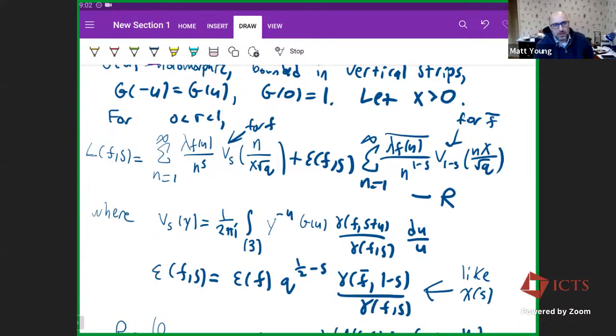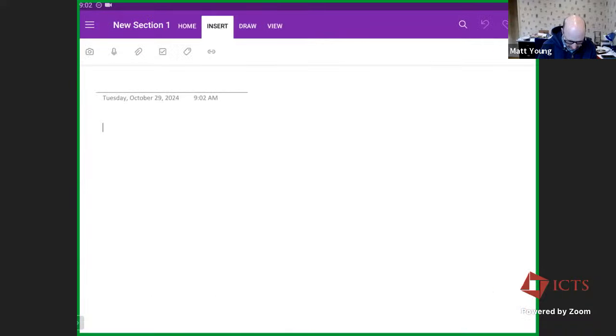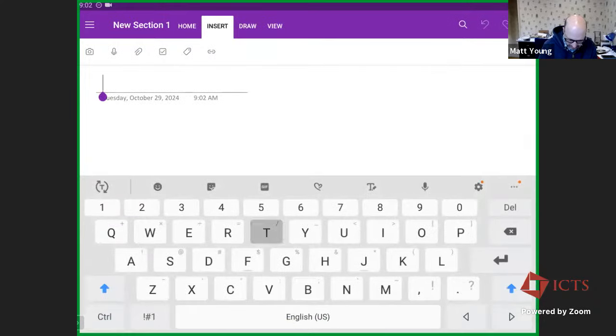Okay, so that's the proof of the approximate functional equation. And now I'd like to transition towards using this for something. We're going to use it to help us understand moments with alpha exams. So let's start a new page on this notebook. So this is Tuesday.